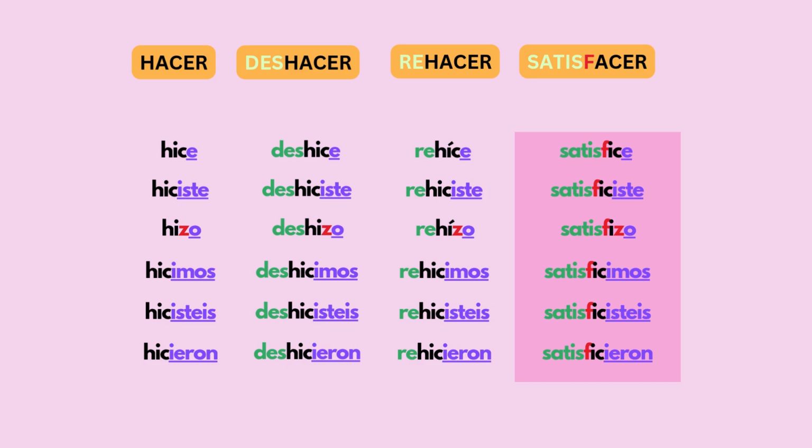You might notice that F in satisfacer, while hacer has an H. That F is a little hint of how hacer used to be spelled and pronounced: facer. It's an interesting piece of history preserved right in the verb itself.